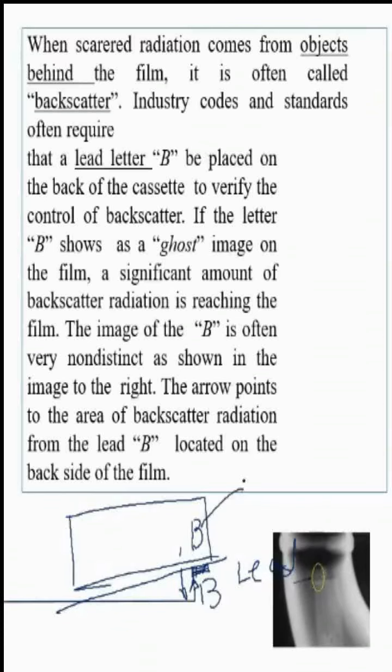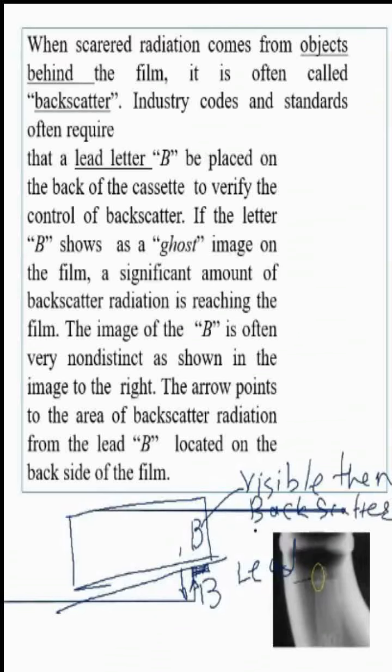That means if B is visible, then backscatter is present. Backscatter should not be there. B should not be visible. If B is visible, then backscatter is present. If B is not visible, backscatter is absent. So generally what people do is they don't put B. Radiographers play with this. They don't put B, so B will not be visible, and we say that if B is not visible, there is no backscatter. So this is what people play with.